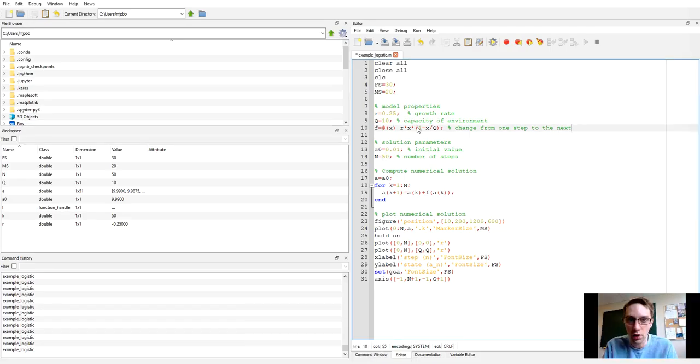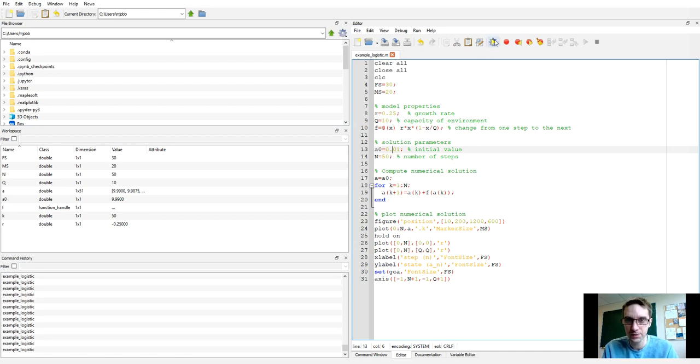All right, so I've set up the model. I've got a function describing my change, consistent with what we showed in the previous slide. And I've set the capacity of the environment to 10, and the growth rate, r, is 0.25. And I'm going to start with an initial value very close to 0, which, if you recall, was the first of the two fixed points. And we're going to then simulate this for 50 steps and see what happens.